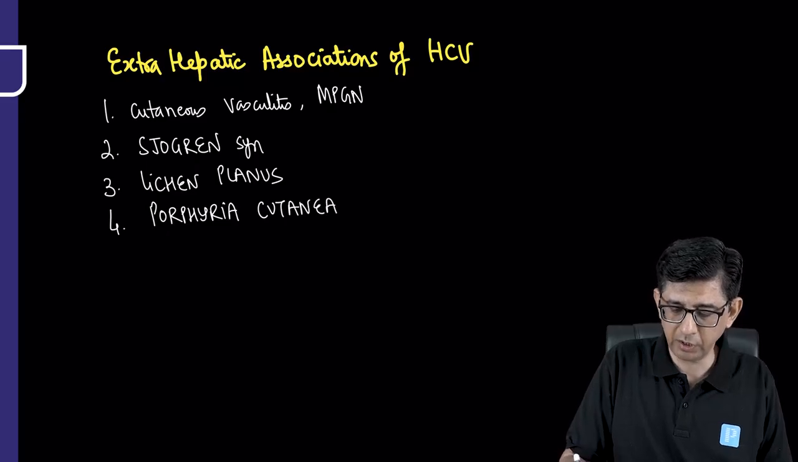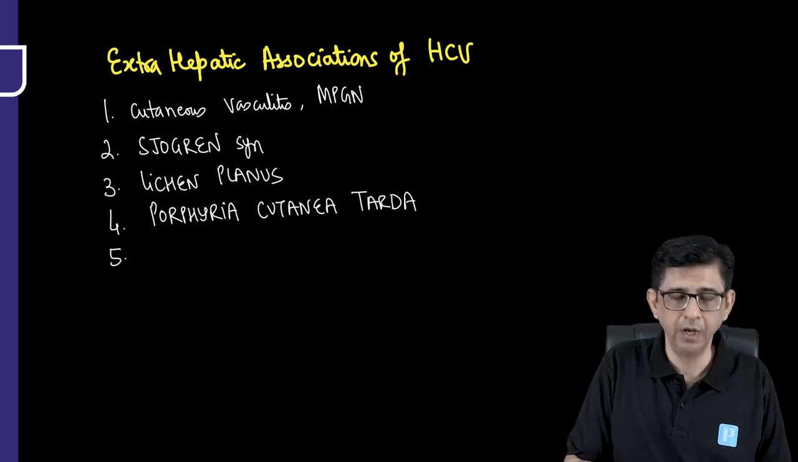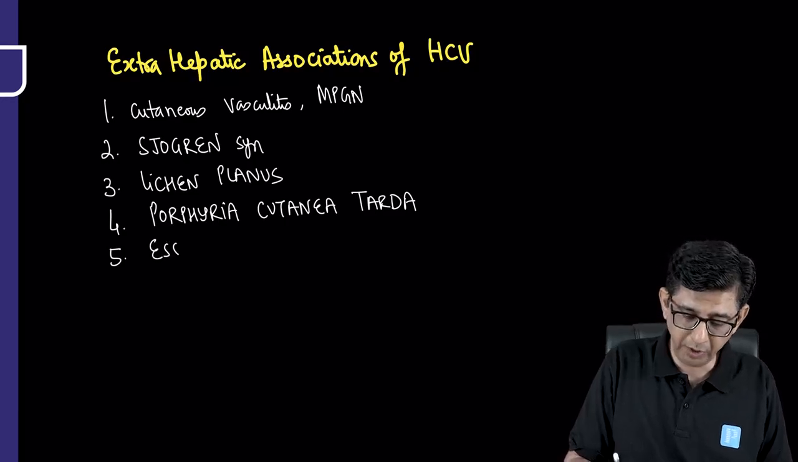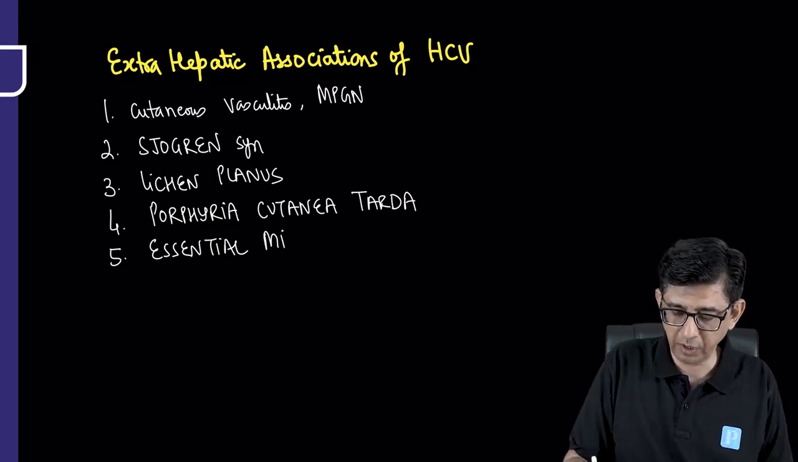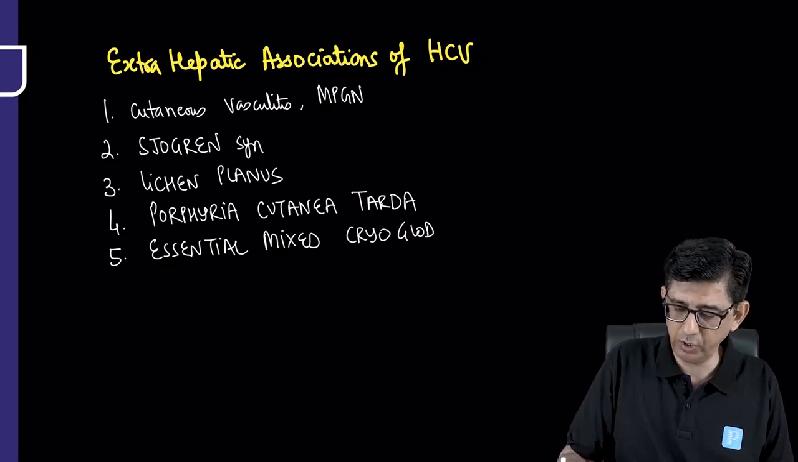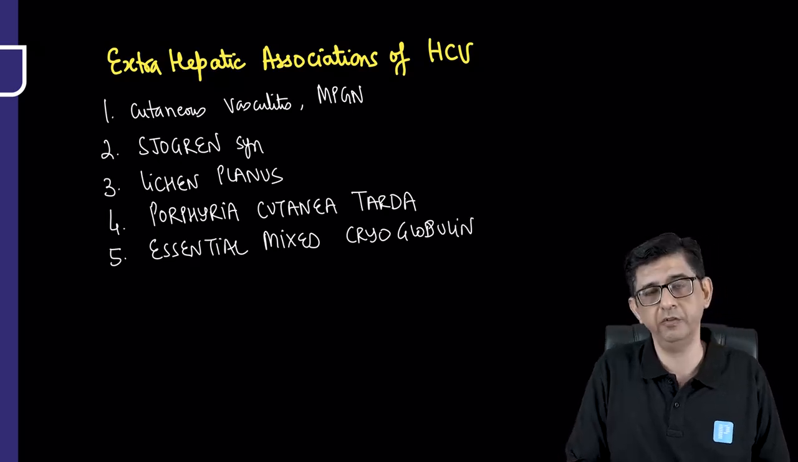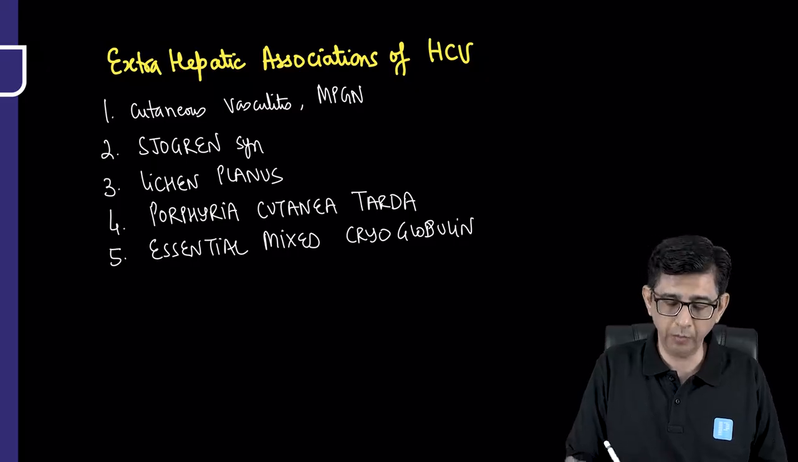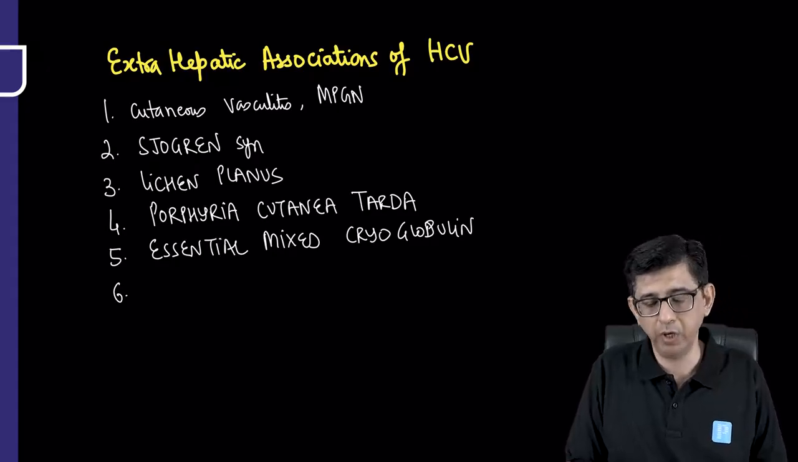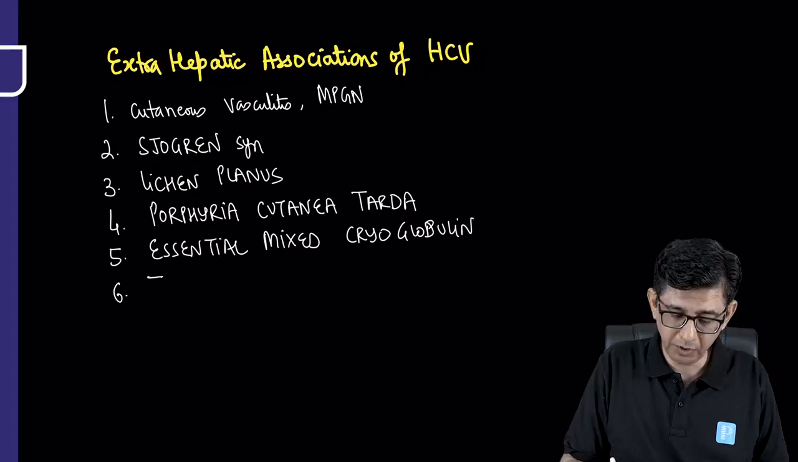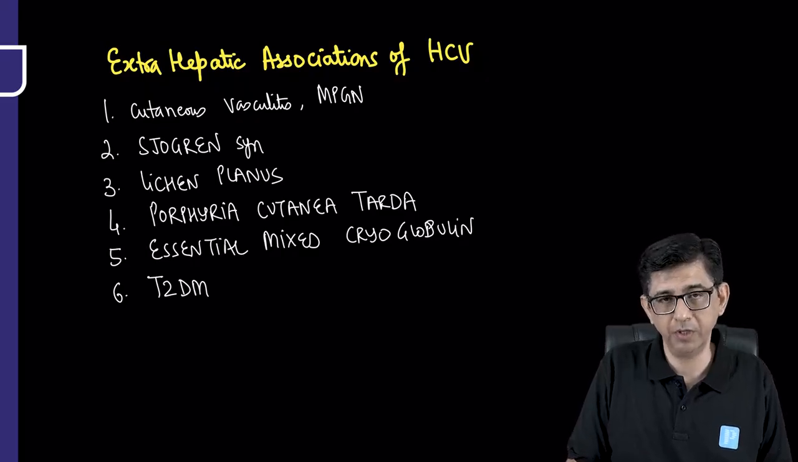So these are other extrahepatic associations that are to be remembered over and above the ones that I highlighted right in the beginning. The one that was discussed initially was essential mixed cryoglobulinemia. Cryoglobulin basically means an antibody that precipitates only when the temperature is less than 37 degrees Celsius. That would be an in vitro phenomenon, but the patient's presentation would be a combination of arthritis with a palpable purpura and glomerulonephritis.